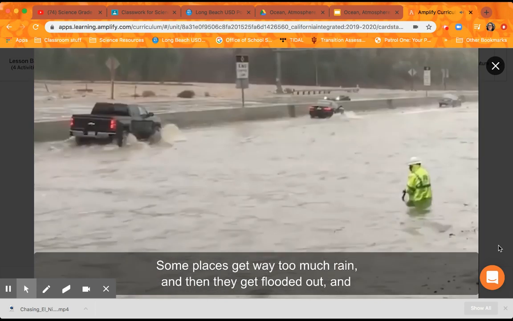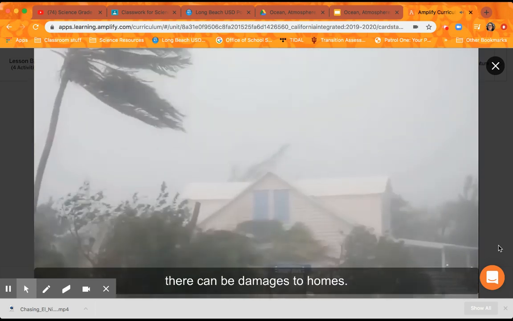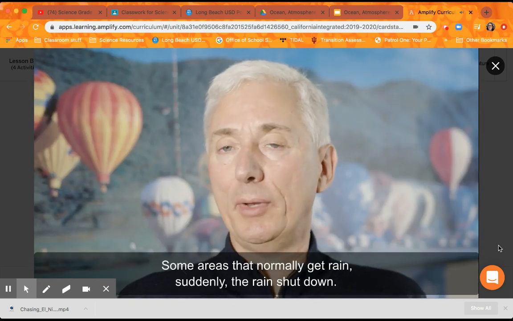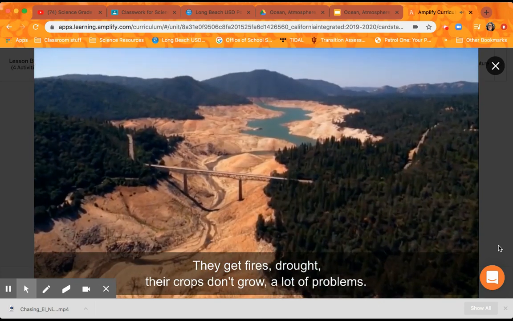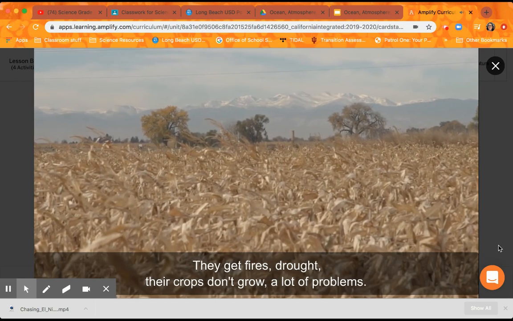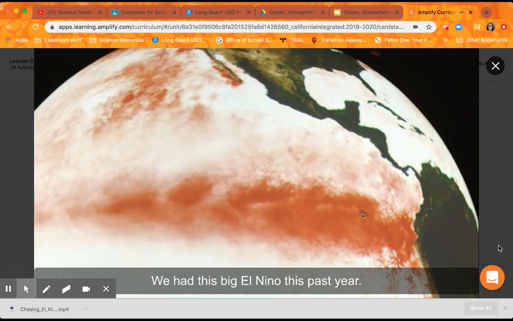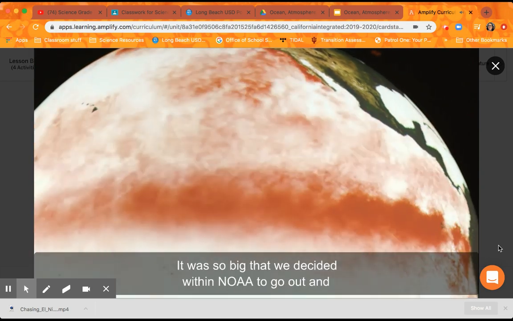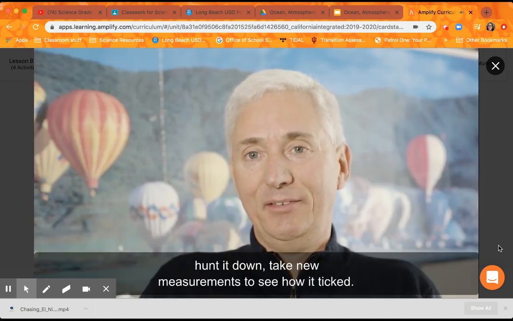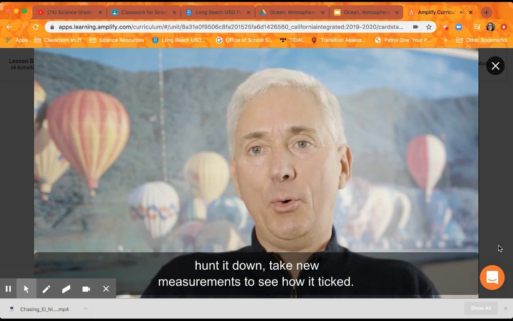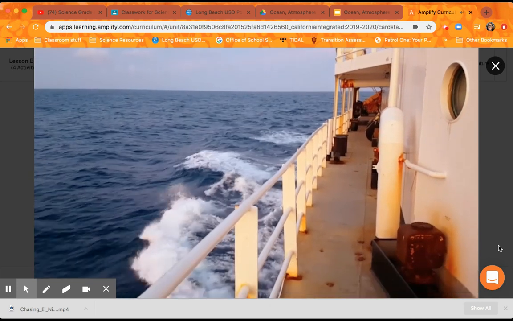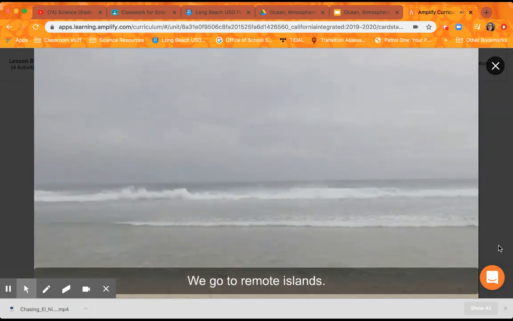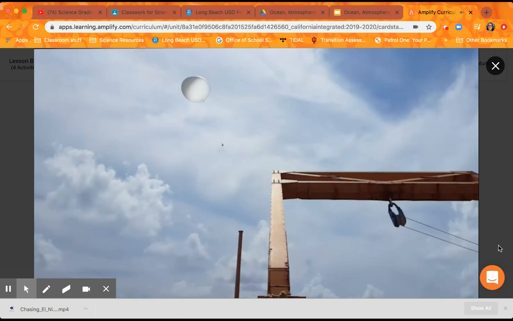El Niño is something that causes radical changes. Some places get way too much rain and they get flooded out, and it can damage homes. Some areas that normally get rain, suddenly the rain shuts down. They get fires, drought, their crops don't grow, a lot of problems. We had this big El Niño this past year. It was so big that we decided within NOAA to go out and hunt it down, take new measurements to see how it ticked. We combined planes, ships, we go to remote islands, we launch balloons.